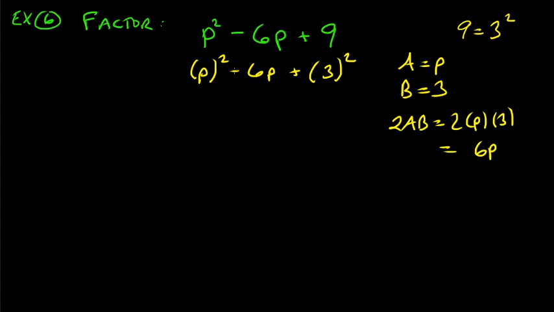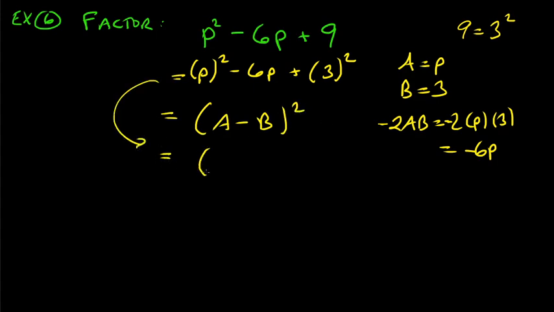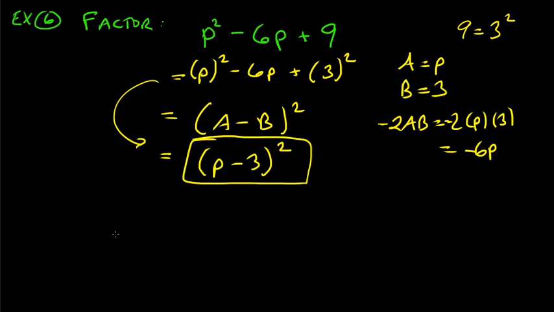Okay, it's negative 6p, so it should be negative 2ab. But all that means is that when you factor this, you're going to factor it as a minus b squared rather than a plus b squared. So this should just be p minus 3 squared.